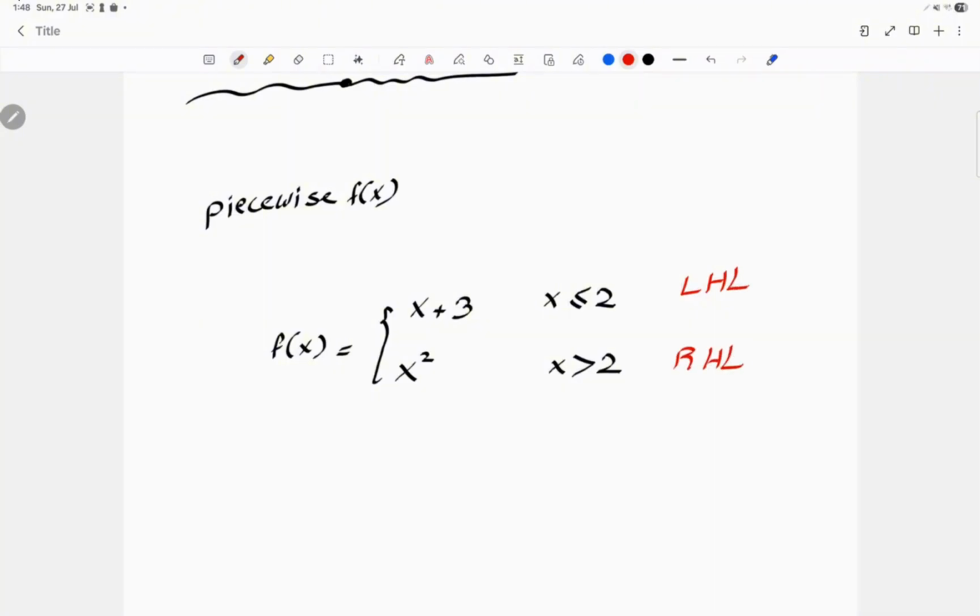Now, I'm going to ask you guys to find the left-hand limit and also find the right-hand limit, and to see if they're going to be equal to each other. So go ahead and replace. You guys must have learned this last time, if you remember. You guys need help?